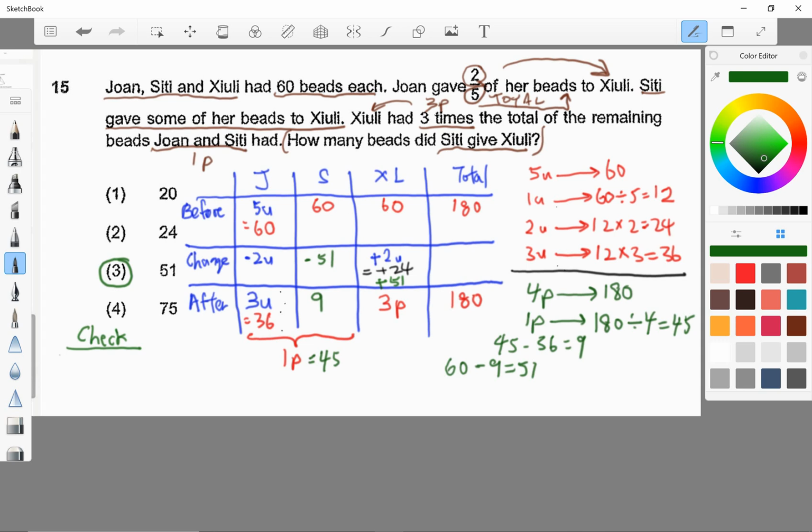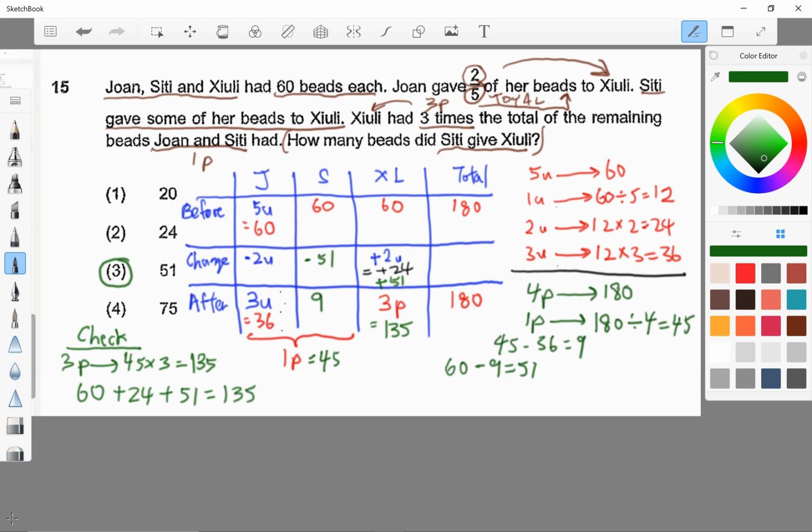If 1 part is 45, 3 parts, Siu Li in the end, what would that be? 45 multiplied by 3. If I work it out, I'll get 135 because 45 times 3 is the same as 90 plus 45, 135. That means that if 3 parts is 135, I just got to ensure that everything adds up to 135. So 60, which is Siu Li at first, 60 plus 24, I add 24, I get 84. 84, I go for another 51. So lo and behold, if I were to add up 84 plus 51, this will get me to 135.